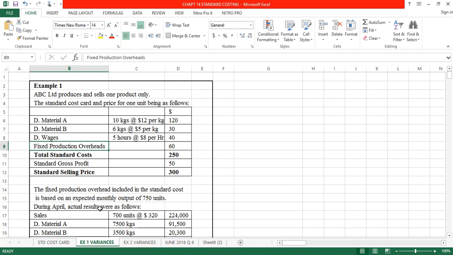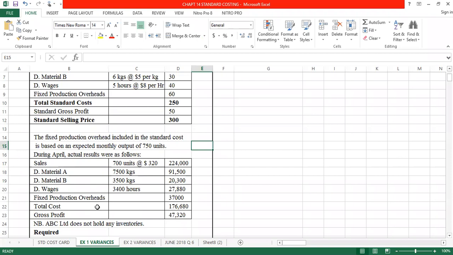It is based on an expected monthly output, so this is the budgeted production and sales units. Next, you are being told during April. Remember, April is a month. So during April, actual results were as follows.